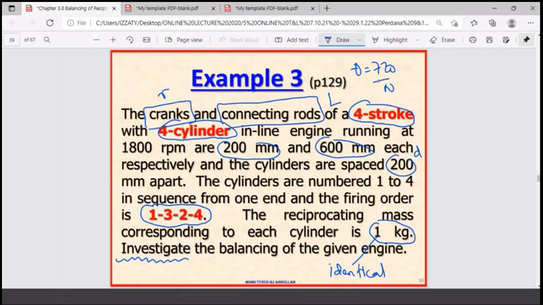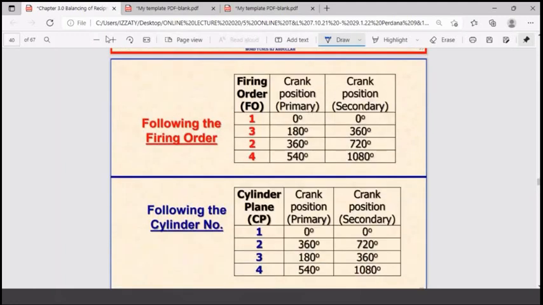So these are the parameters. Let's assume that I'm going to solve this one by using the graphical method. If you want to solve this one analytically, you can put all of this in equations. So let's assume that we're going to solve this one graphically. So you have two choices here.